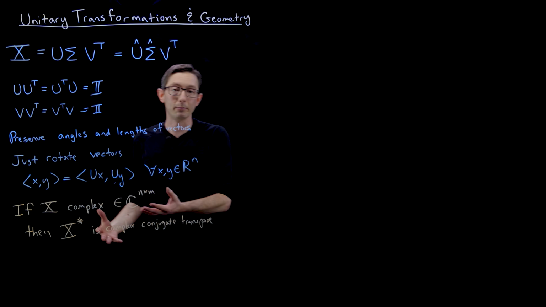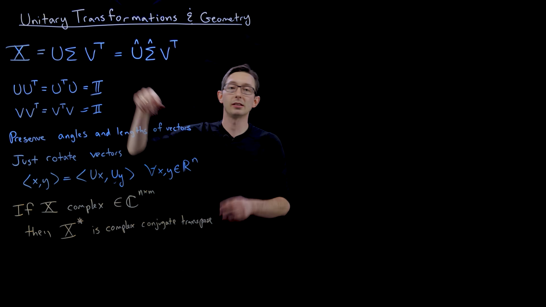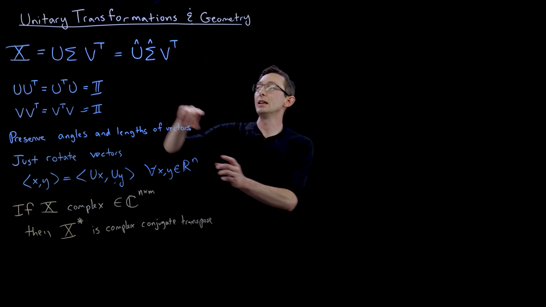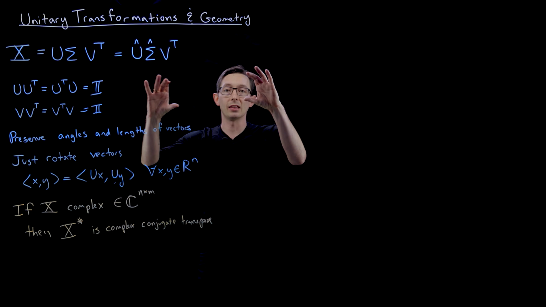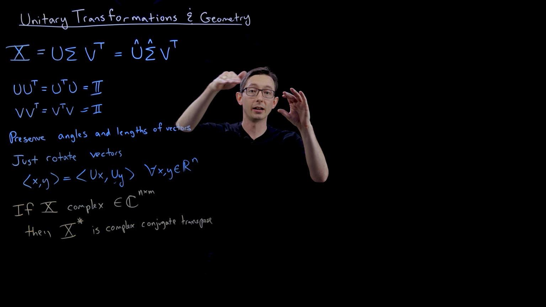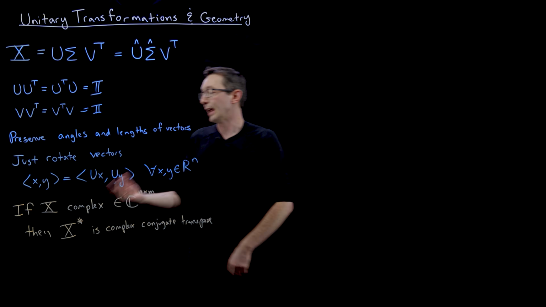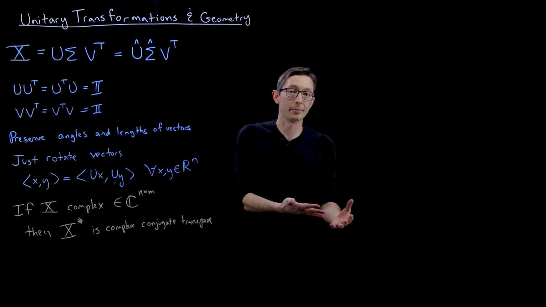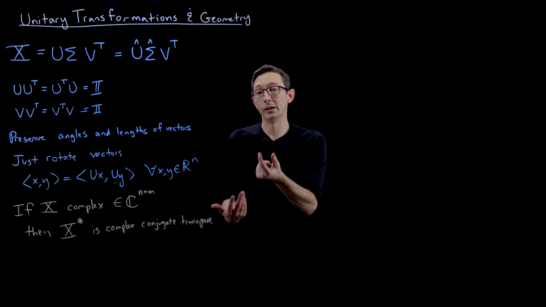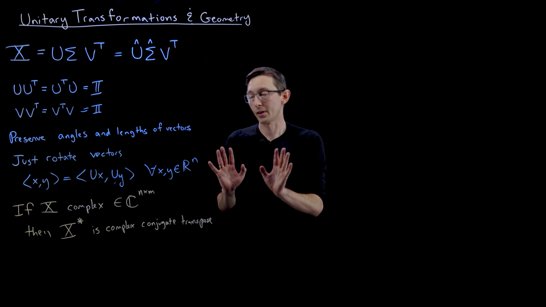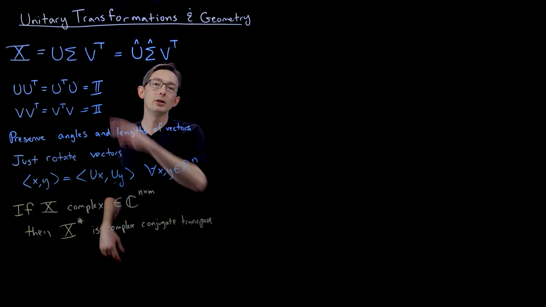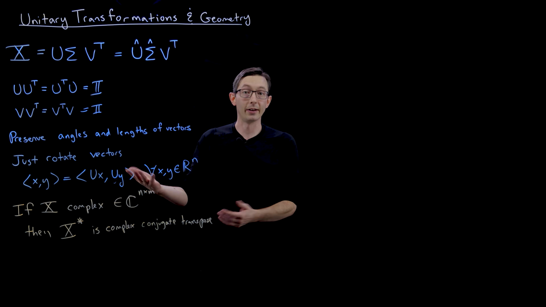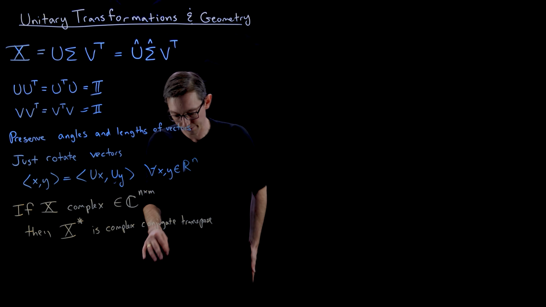So if our data was complex, then all of these transposes would become stars. They would become complex conjugate transpose. And what that means is that in addition to transposing the matrix, we take the complex conjugate of every single element. Now, if X is real valued, then the complex conjugate transpose is just the transpose, because the complex conjugate of a real number is that same real number. Okay, good. And the idea of unitary transformations is more general and fits in complex valued vector spaces too, which is why I'm bringing this up.